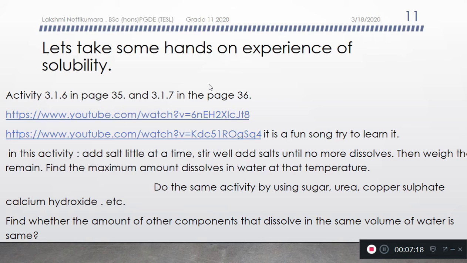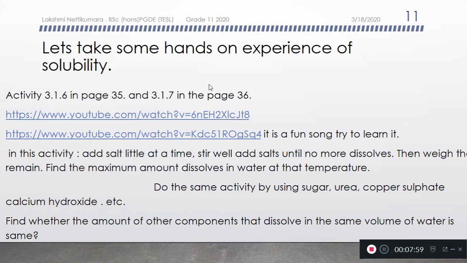When you continue this activity, you will be able to see small undissolved salt particles on the bottom of the jar. At that time, you have to stop adding and get a rough idea about the remaining table salt that is with you. And then, by subtracting that remaining portion, you can get an idea how much table salt dissolved in 100 milliliters of water.